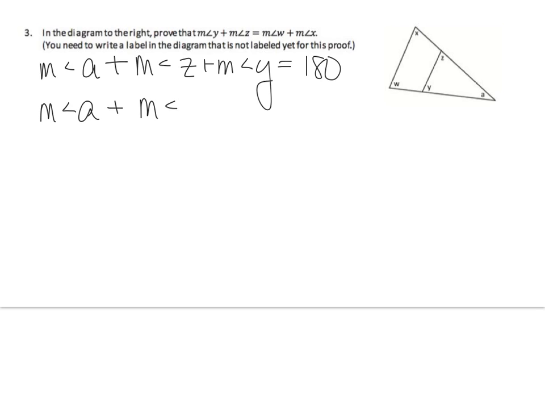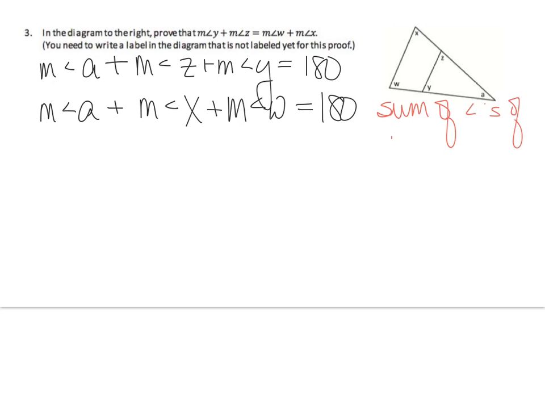So the measure of angle A plus the measure of angle Z plus the measure of angle Y equals 180. And I'm going to go ahead and do the bigger triangle too. The measure of angle A plus the measure of angle X plus the measure of angle W equals 180. The reasoning for both of those is the sum of angles of a triangle equals 180 degrees.